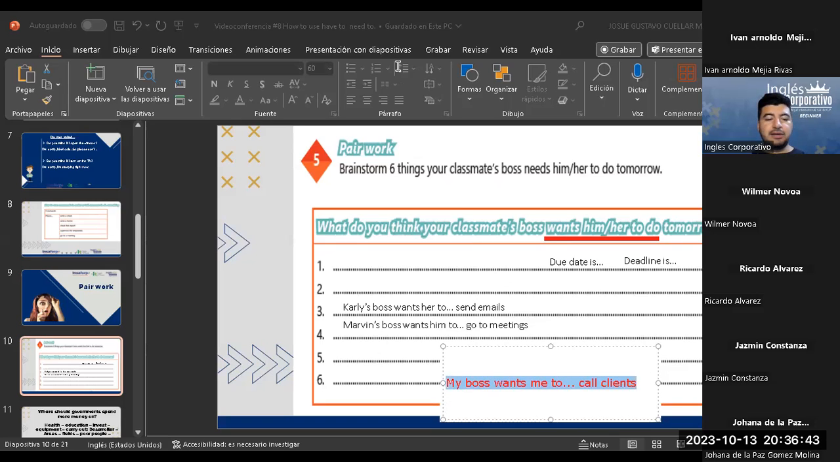Ok, aquí lo voy a escribir. Necesito que le digan dos a su compañero o compañera. Pueden ser de los mismos o pueden ser diferentes. Ok, pero ese es el formato. That's the format you have to do.